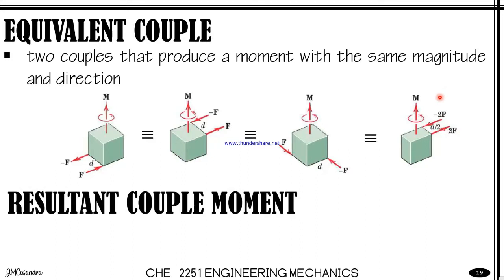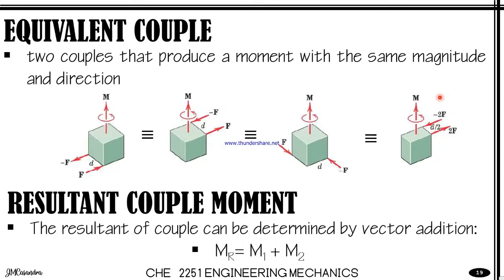So the resultant couple moment will be determined with the equation MR is equal to M1 plus M2. So if we have two couples acting on a system, their resultant will simply be their sum.